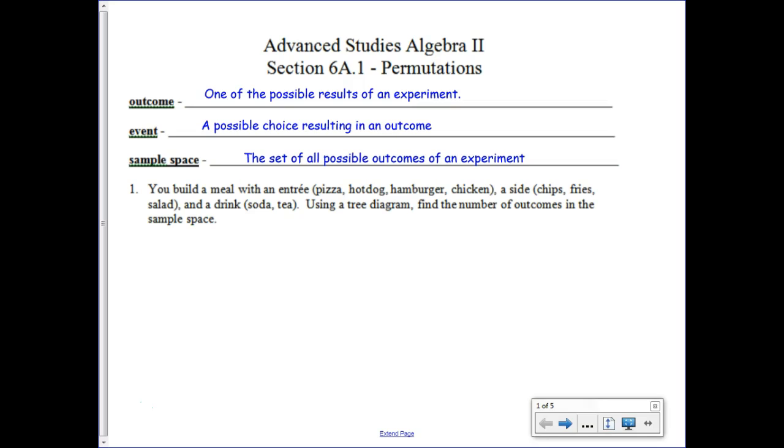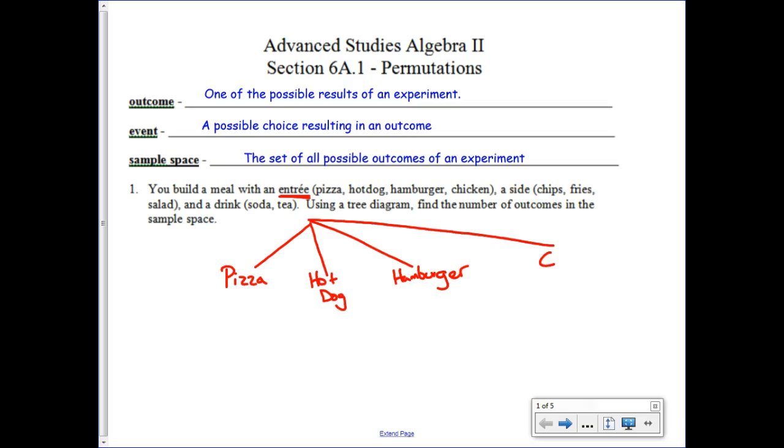So this is something you've probably seen before, but a tree diagram is going to branch off all of our options. So here we have 4 options for our one entree. So we can choose pizza, we can choose a hot dog, we could choose a hamburger, or we can choose chicken.